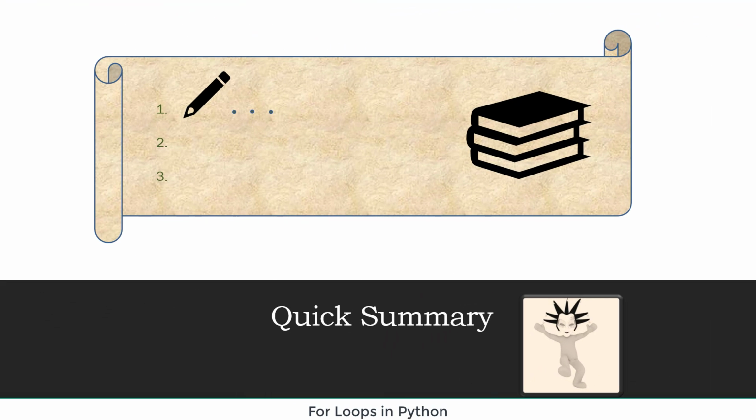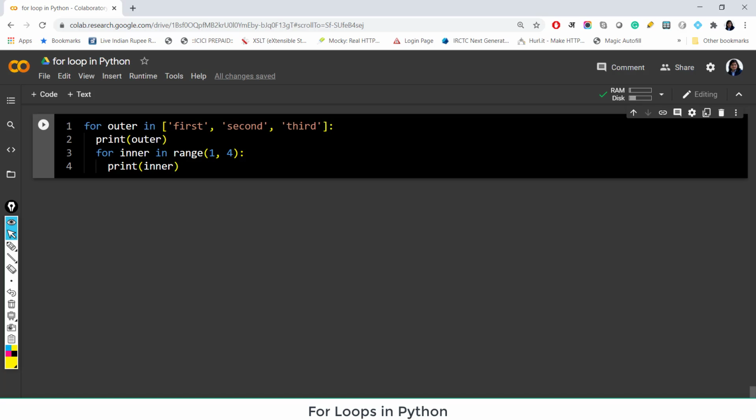So I think we have covered so many things in the same video. Let me quickly summarize these things. In the next tutorial, we will talk about some important statements. So in control structure, this tutorial is about for loops.